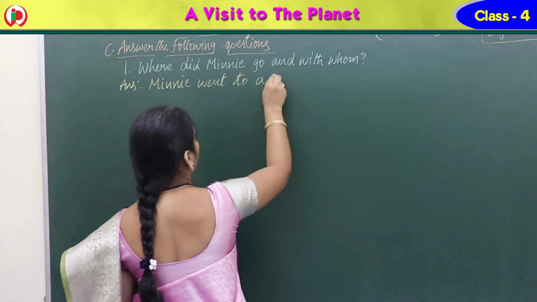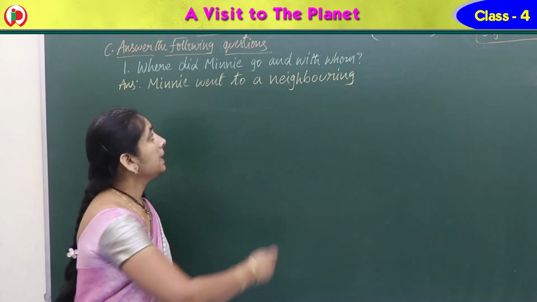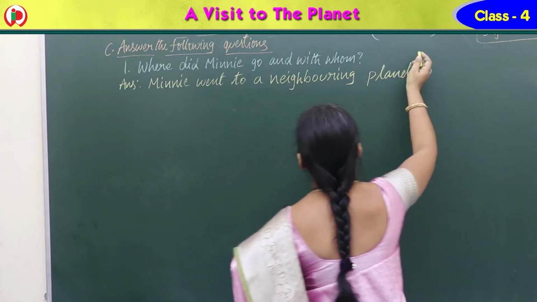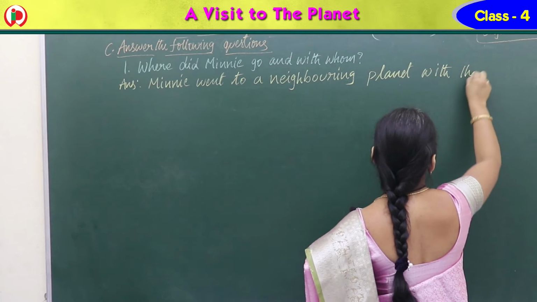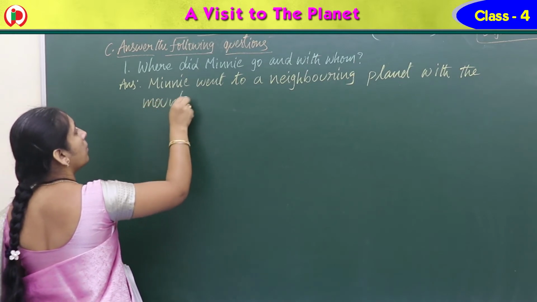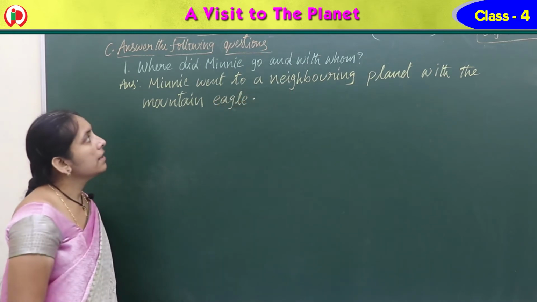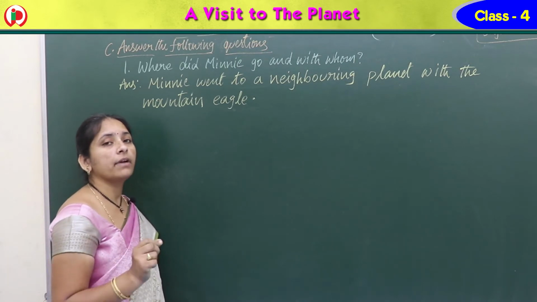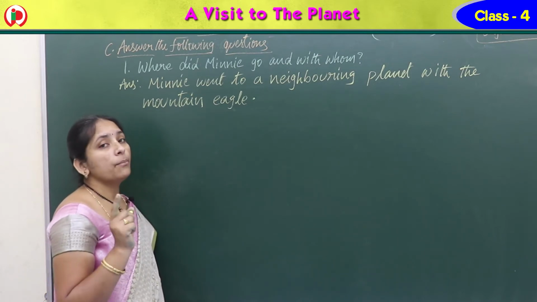Minnie went to a neighboring planet. Where did she go and with whom? With the mountain eagle. So Minnie went to a neighboring planet with the mountain eagle. Where did Minnie go and with whom? Minnie went to a neighboring planet with the mountain eagle. Right?